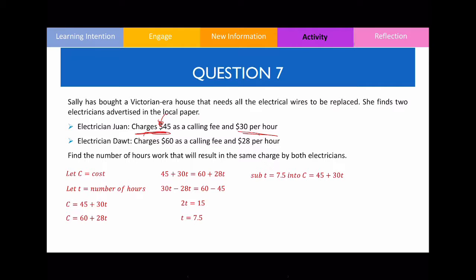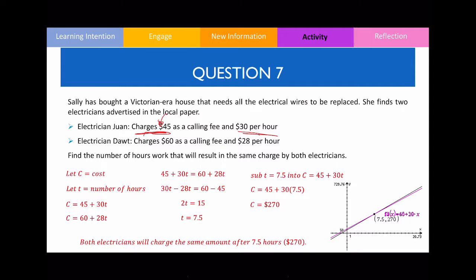So to find out what the actual cost is, the question doesn't actually ask you to find the cost, but if you were to find the cost, then you sub T equals 7.5 into one of the equations, and therefore you'd see that the cost would be $270 for both of these electricians. And if you were to graph this, then this is going to be your answer over here. And it's really important, again, that for worded problems you do include a written statement over here.